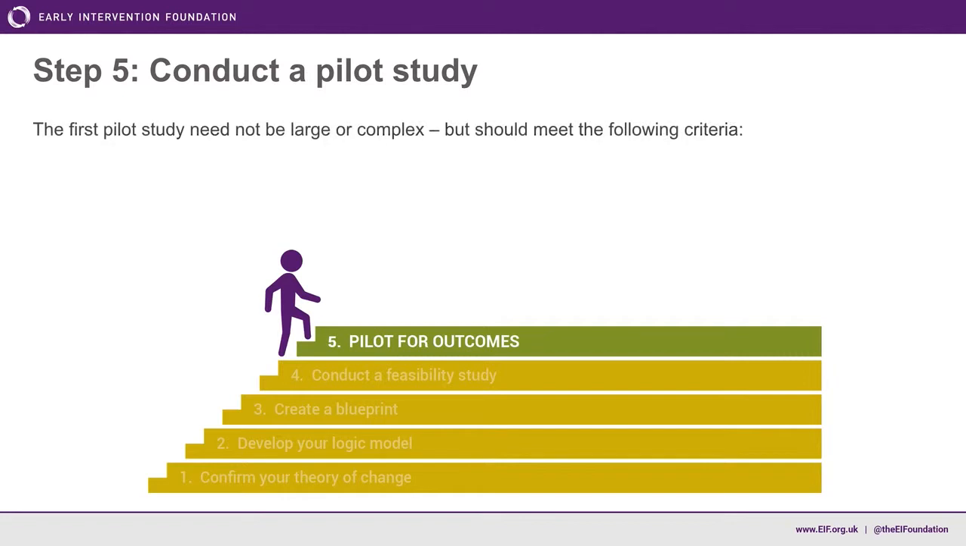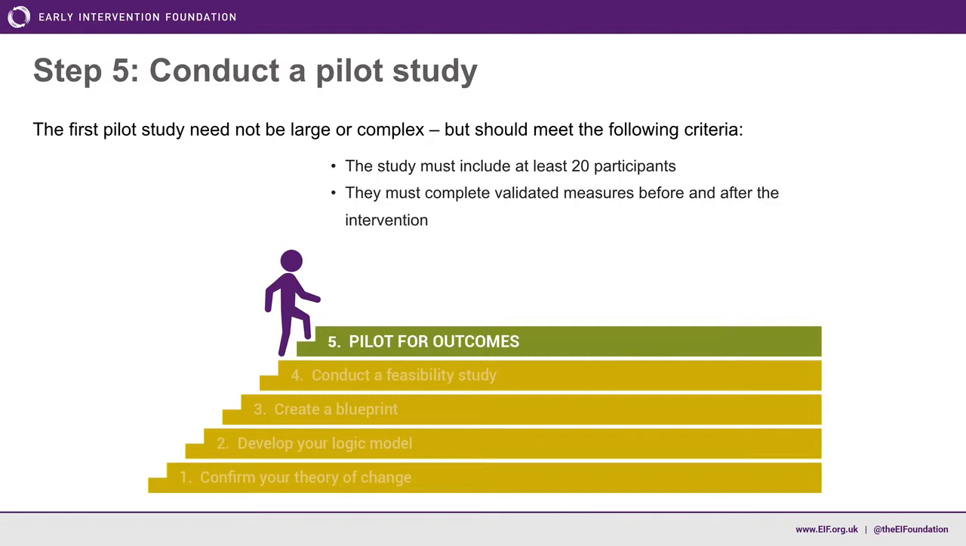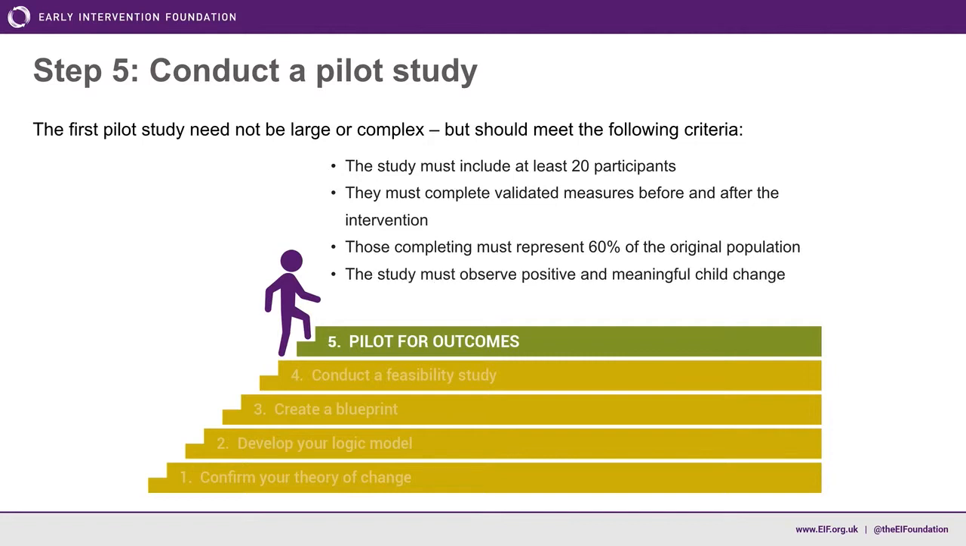The first pilot study need not be large or complex, but it should meet the following criteria. First, the study must include at least 20 participants. They need to complete validated measures before and after the intervention. Those completing these measures should represent at least 60% of the original population, and the study must observe positive and meaningful child change.